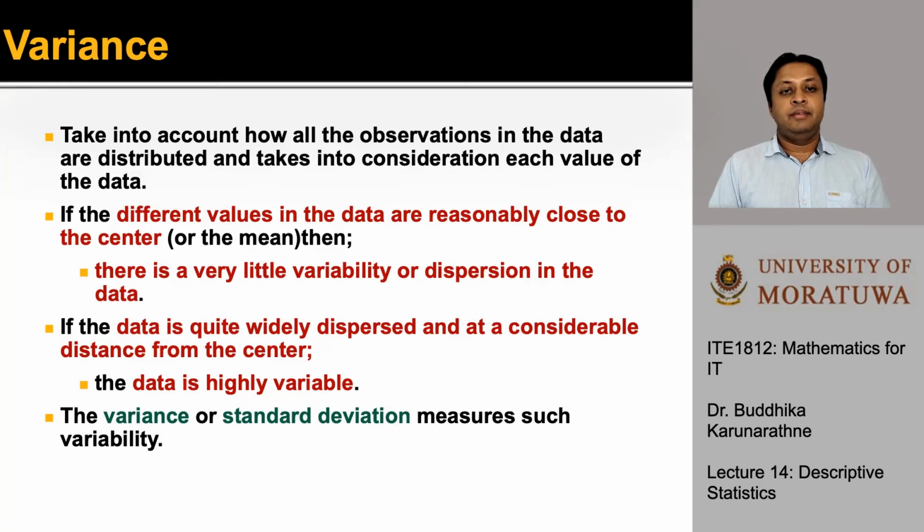On the other hand, if the data is quite widely dispersed and at a considerable distance from the center or the mean, we can say in such instances the data is highly variable. So the measures of variance and standard deviation measure such variability. We will see in the next steps how to calculate these measures.